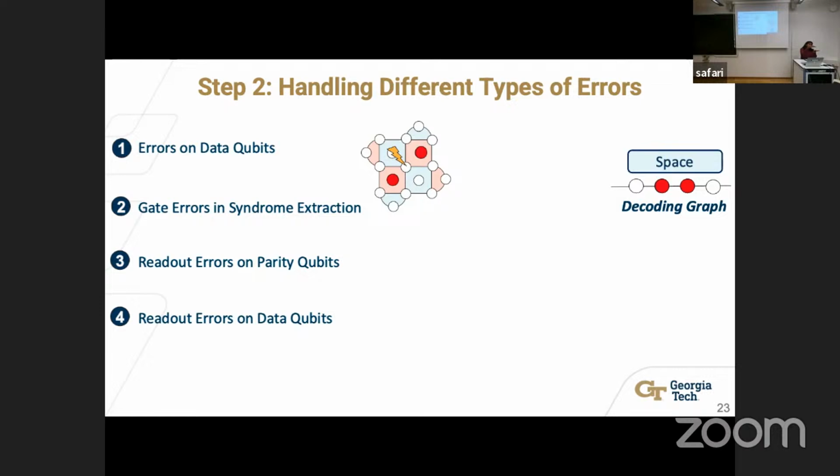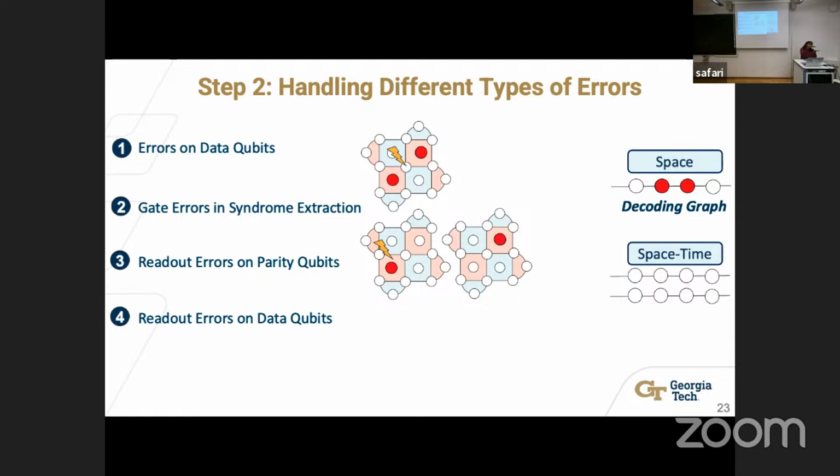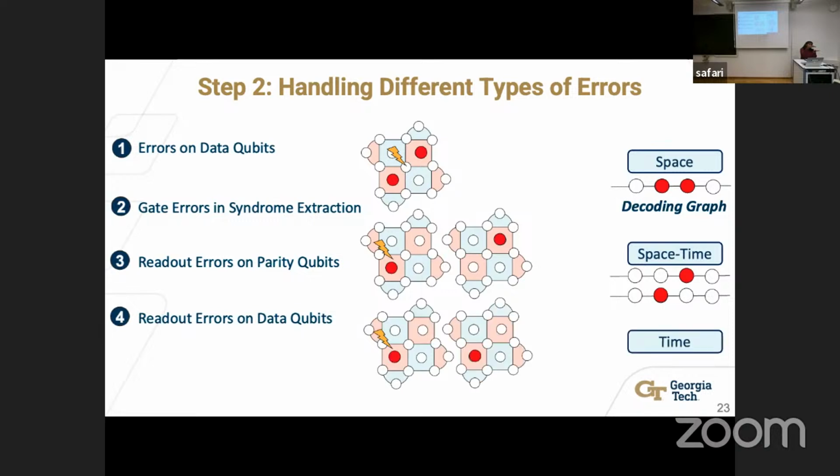If you look at gate errors during syndrome extraction, how do they manifest? If you look more into theory, effectively they come up as space-time events, like you see here. So you have them spread out in the form of a diagonal. Measurement errors or readout errors on parity qubits effectively come up as time-like events. So the detection event will look something like this.